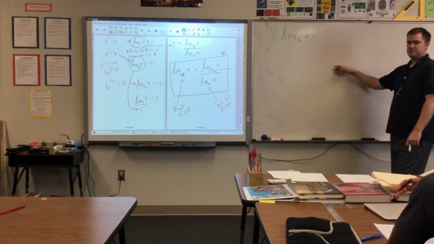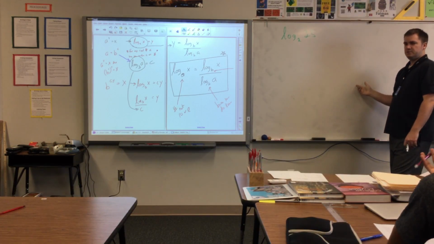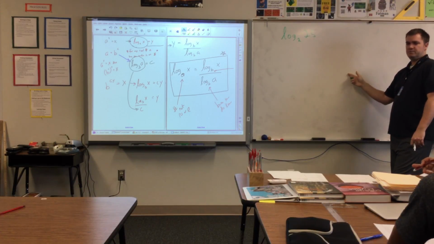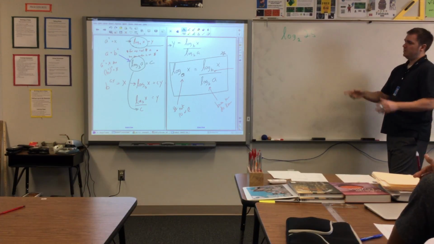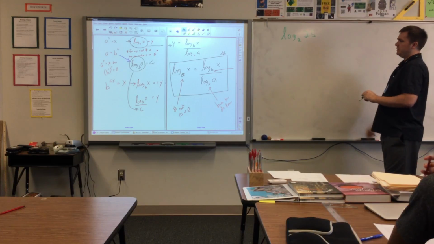And then you could put it in exponential and then do trial and error. 2 to the third is this, 2 to the fourth is this, 2 to the fifth, oh, that's 32, too high, so it must be 2 to the 4.1, 2 to the 4. You see what I'm saying? You have to play that little game. Or you use the change of base formula.